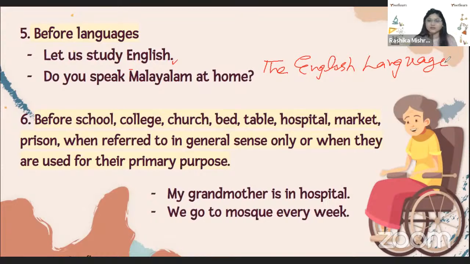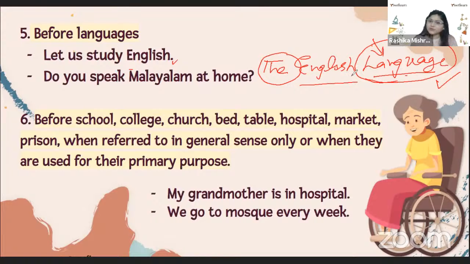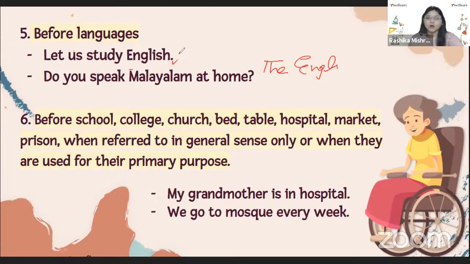So please pay attention. Before languages, we will not use any article, but if the word language itself is there, after any language we will always use the. So "the English language" would be correct. Why? Because the word language itself is here. In this case, we will use the definite article before the language. But where there is no word language in the sentence, we will not use any article here. Always remember this point.